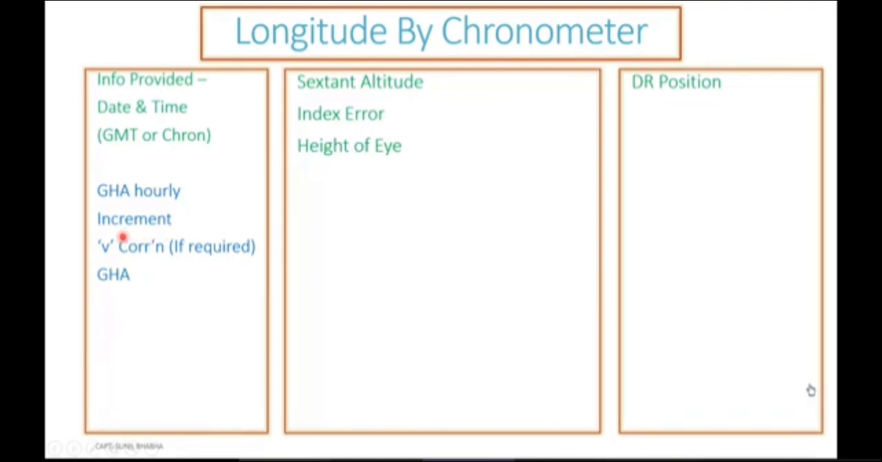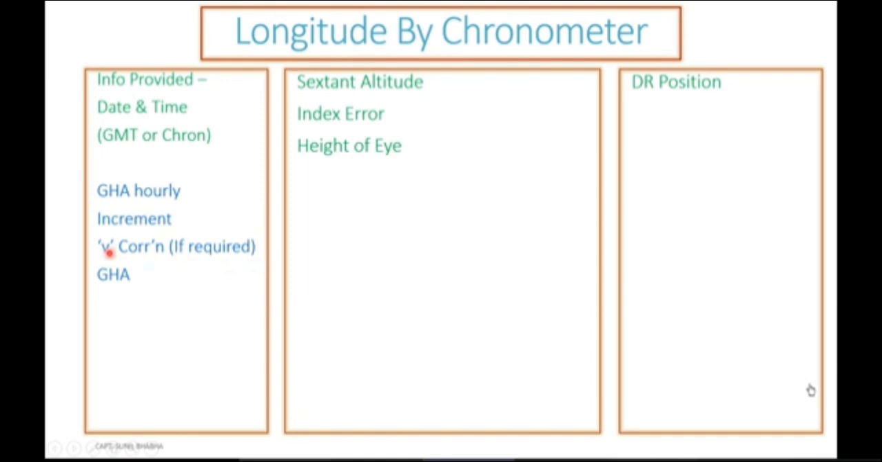And if the body requires a V correction, the planets and the moon both need the V correction also. So we can get the value of hourly V correction from the daily page, and we can get the increment from the increment table under that particular minute for which the GMT is given. So the V correction increment is also picked up if required for that particular celestial body.